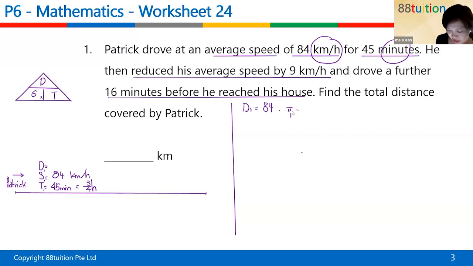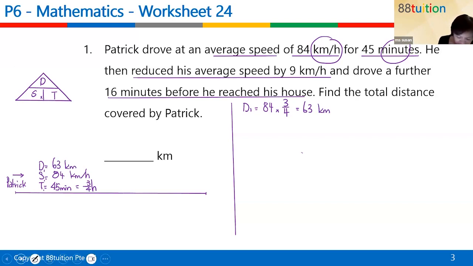Okay, so my D is D = 84, S times 3/4. So it should be 84. I came to know this because it shouldn't be more than 84. It should be smaller. So this one, I know that this is 63 kilometers for the first part of the journey. Then that is for D1.